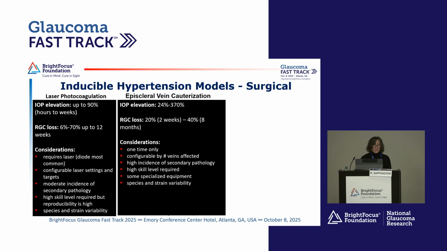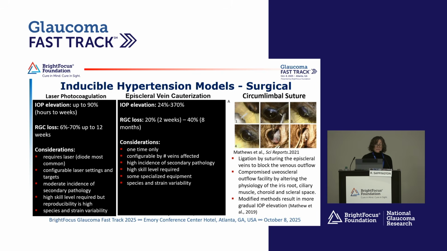Ganglion cell loss can range anywhere from 20 to 40% over a period of 2 weeks to 8 months. The consideration here is it's a one-time only event. You can configure by the number of veins you choose to affect with the cautery. And so if you want less or more, that determines the magnitude of IOP elevation. There's a high incidence of secondary pathology, such as inflammation in the anterior segment that comes with this model, and a high level of skill is required. As with laser photocoagulation, there are species and strain variabilities.